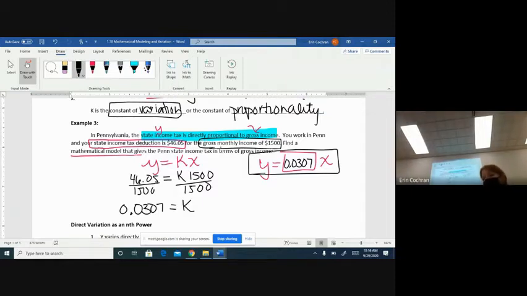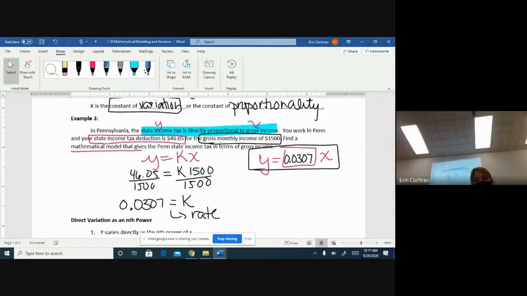Does that make sense to you guys? So this k actually represents kind of my rate, my income tax rate. What would that be as a percentage? 3%, yep. All right, next one.